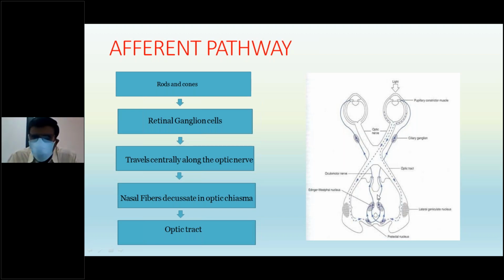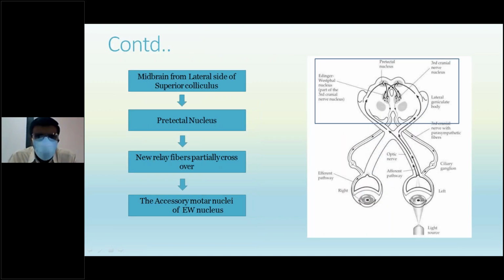nuclear complex. The Edinger-Westphal nucleus is the part of the third nerve nuclear complex. Here, the pretectal nucleus connects to the Edinger-Westphal nucleus, which is a part of the third nerve nucleus. This is the afferent pathway.